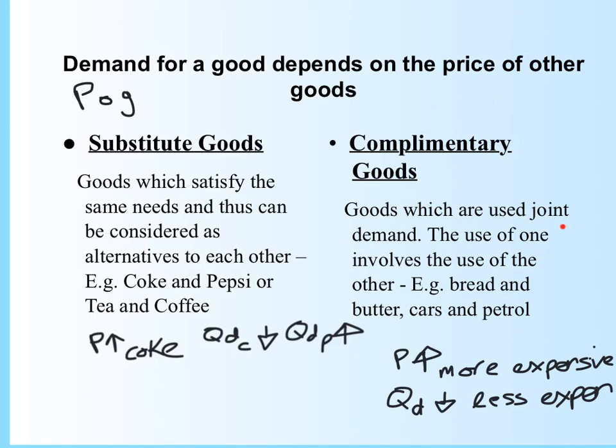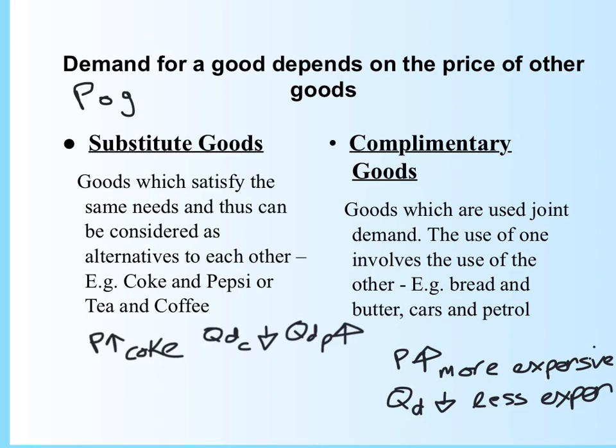Complementary goods then are goods that are used in joint demand. The use of one involves the use of the other. Cars and petrol are a good example. I used golf and golf balls, hurleys and sliotars as well, we were talking about the other day. So if the price increases of the more expensive good, for example here cars, then the quantity demanded will fall for petrol. Okay, if we said that the price of petrol increased, that's not going to change the demand for cars. People aren't going to start trying to put vegetable oil into their cars.